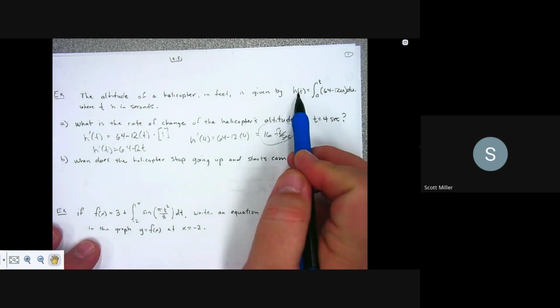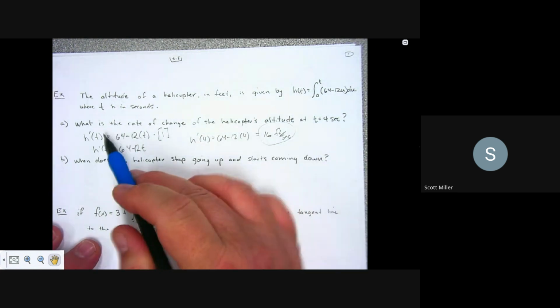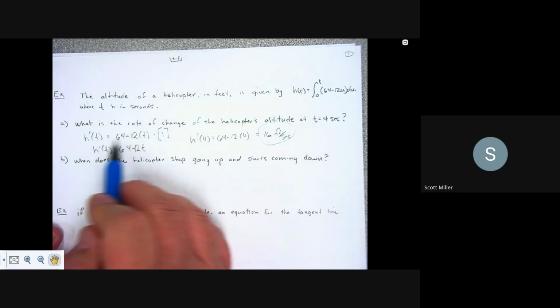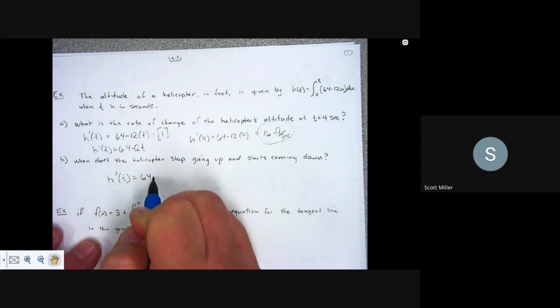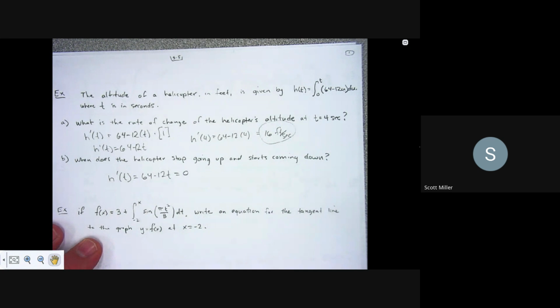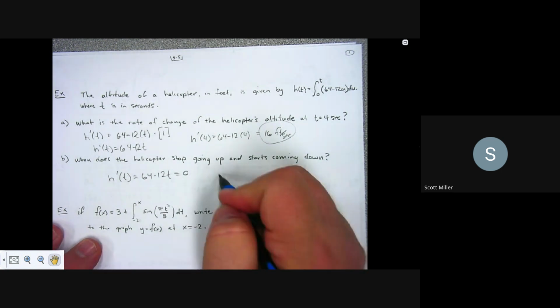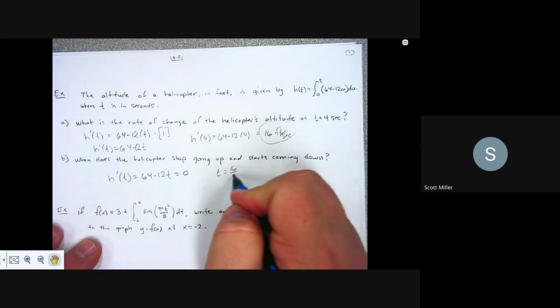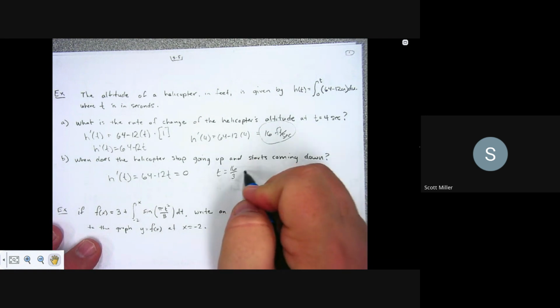So h prime is the rate of change. Right here, that is the rate of change. And so then we're asking really when is h prime of t, which is 64 minus 12t, equal to 0? And so then you can solve this out and you find out that t is equal to 16 over 3. And that would be in seconds.